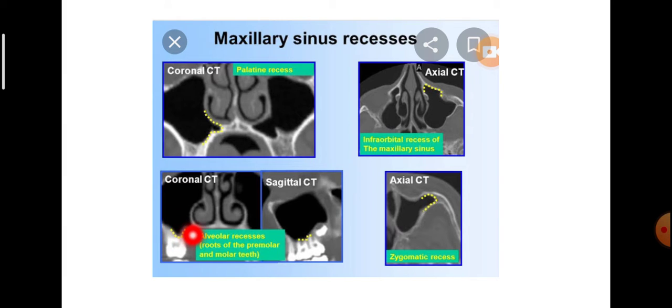Roots of the premolar and molar teeth might project into the alveolar recess, and this projecting into the zygoma is the zygomatic recess. The various recesses: palatine recess, infraorbital recess, alveolar recess, and the zygomatic recess. The difficulty here is when there is fungal infection of the maxillary antrum, fungal debris may lodge within the zygomatic recess, quite difficult to clear and quite often resulting in residual disease and recurrence.